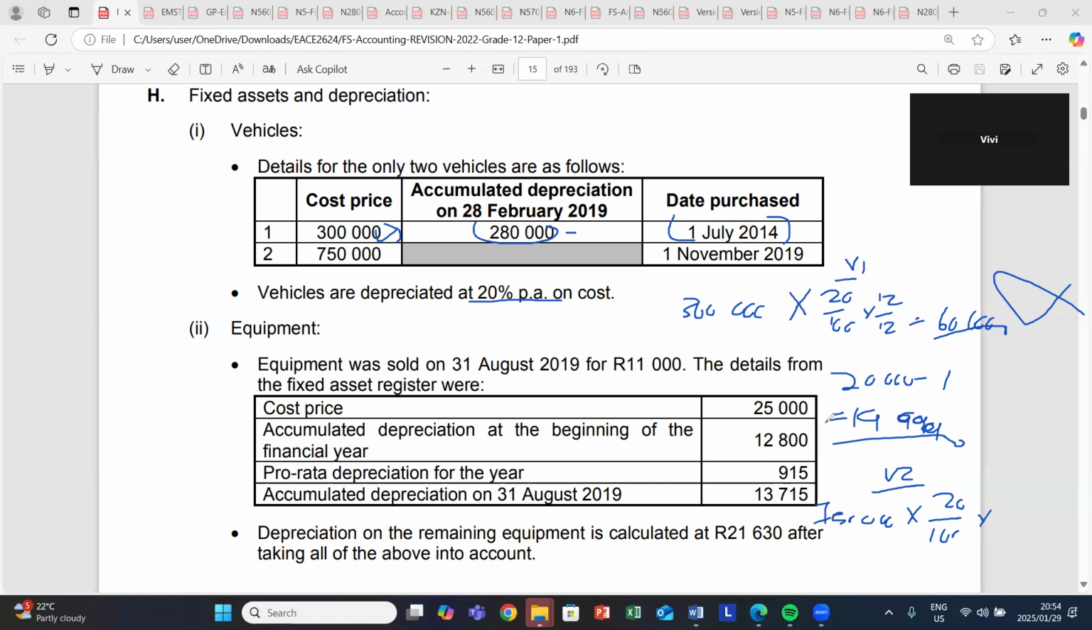For this current financial year, we will use our asset from the 1st of November up until the last day of the financial year. Therefore, it will be November, December, January, February. So we only use it for 4 months. So we multiply by 4 over 12. And then we'll get the depreciation for vehicle 2.